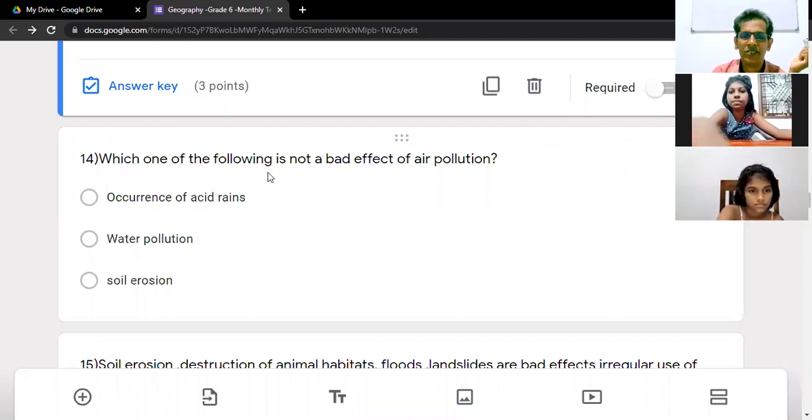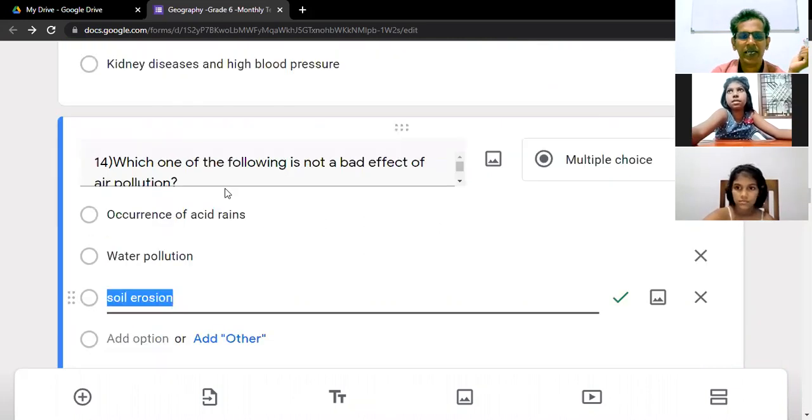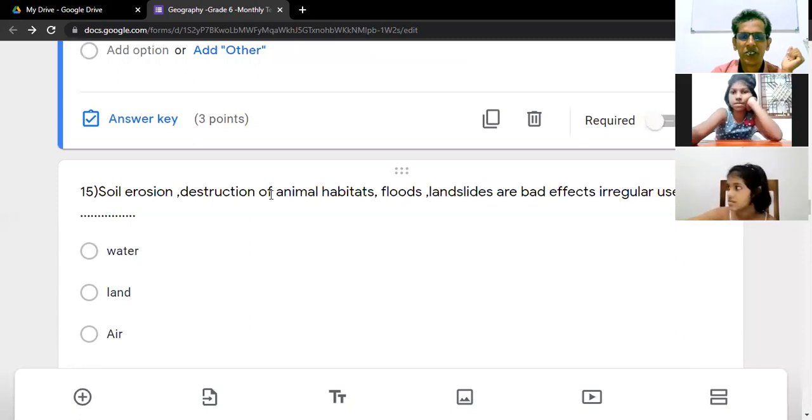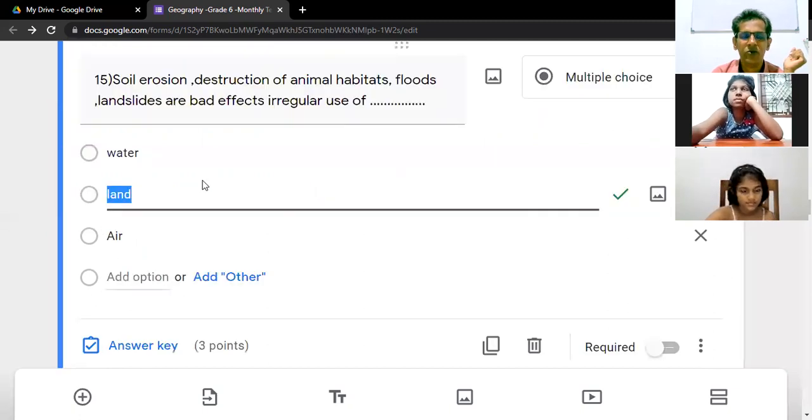Which one of the following is not a bad effect of air pollution? Soil erosion. It is not a bad effect of air pollution. It happens because of cutting down trees and clearing forest. Soil erosion, destruction of animal habitats, floods, landslides are bad effects of irregular use of land. Yes, land. Irregular use of land.